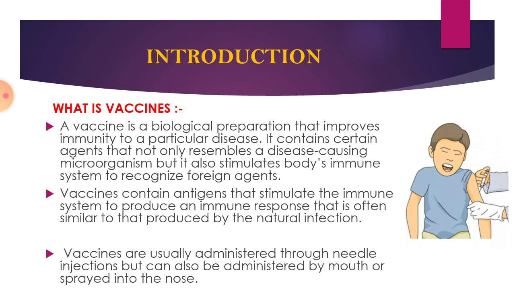The first question that arises in our mind is, what is a vaccine? A vaccine is a biological preparation that improves immunity to a particular disease. It contains certain agents that not only resemble disease-causing microorganisms, but also stimulate the body's immune system to recognize foreign agents. The principle of vaccine states that vaccines contain antigens that stimulate the immune system to produce an immune response, often similar to that produced by the natural infection.